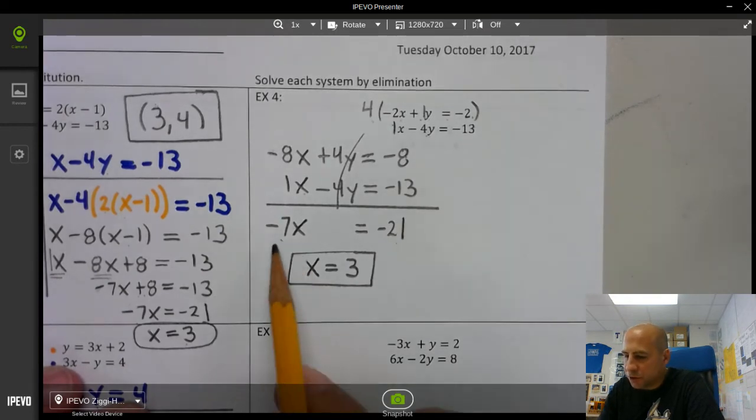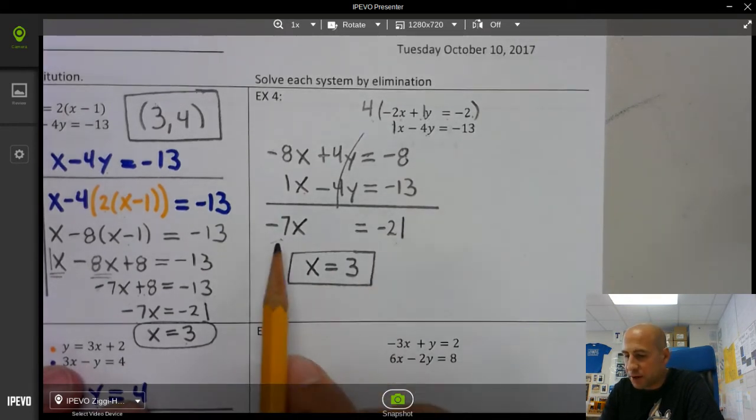And again, I didn't show the dividing by negative 7, but again, in class, if I need to, I can go back and do example 4 and show that step, okay?